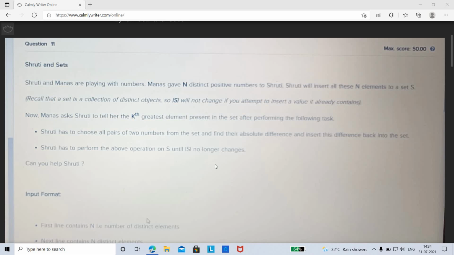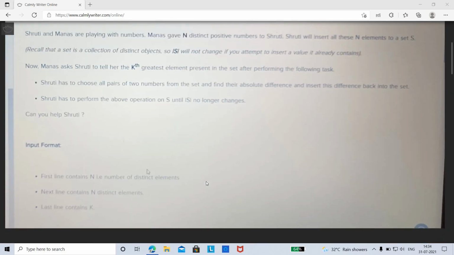Before that you need to perform some operations. Shruti has to choose all the pairs of two numbers from the set, find their absolute difference, and then insert this difference back into the set. So there will be a set, and the first thing is you need to find the difference between two elements in the set. Then the result you insert back into the set. Shruti has to perform the above operation on the set S until there are no more changes.